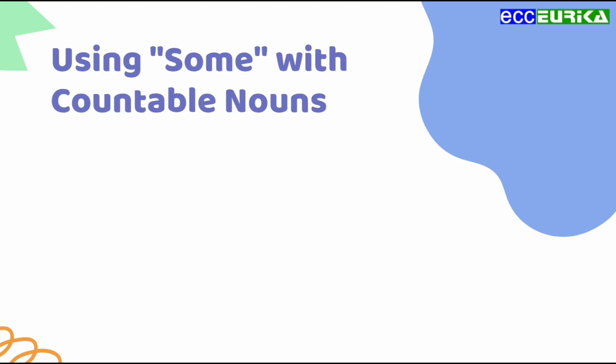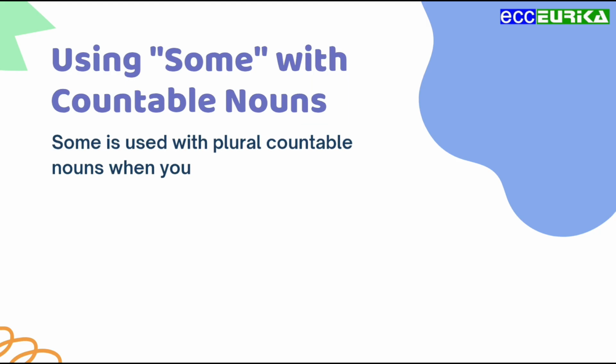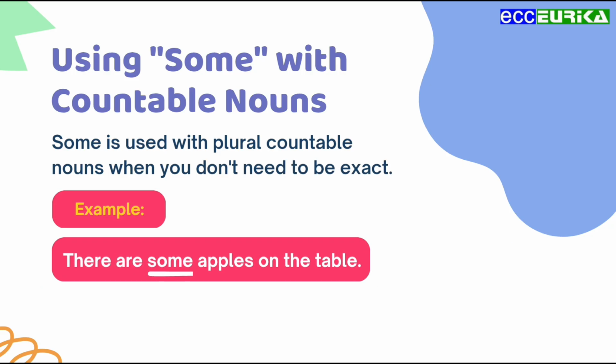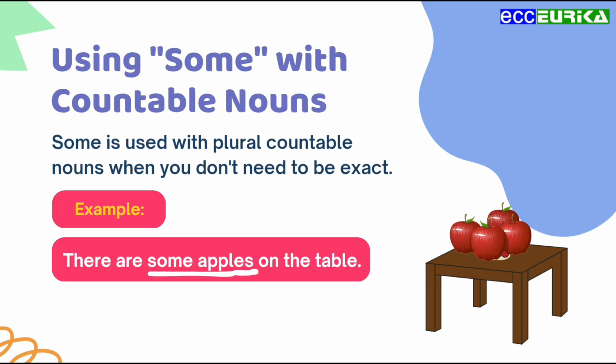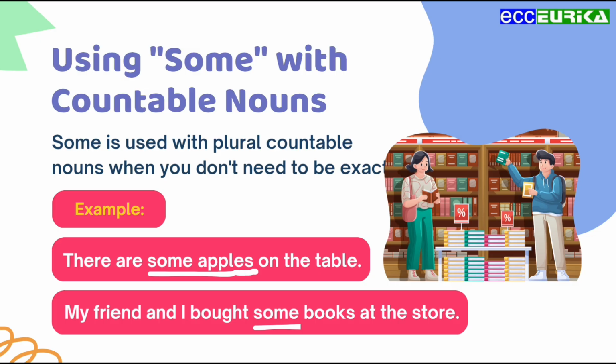Now, let's look at countable nouns. Some is used with plural countable nouns when you don't need to be exact. Like, there are some apples on the table. Or, my friend and I bought some books at the store. Simple, right?